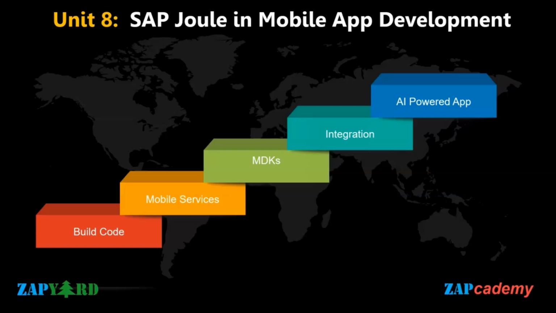Next, we will unpack the concept of Mobile Development Kit or MDKs, the pre-built tools provided by SAP Mobile Service that simplifies mobile app creation for different platforms like iOS and Android. By the end of this week, we will gain valuable insights into how SAP Build Code and SAP Mobile Service work together to power us to deliver innovative and user-friendly mobile experiences.